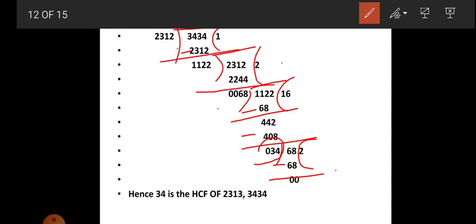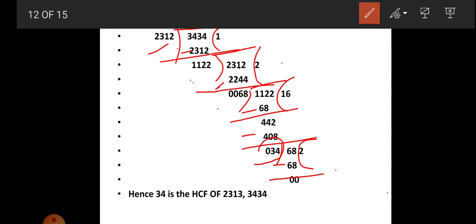See here, 3434 is divided by 2312, meaning the larger number is divided by the smaller number. Now 2312 ones are 2312. What is the remainder? 4 minus 2, 2; 3 minus 1, 2; 4 minus 3, 1; 3 minus 2, 1. Now this is the remainder. Now this divisor is the dividend now. 2312 is divided by 1122. Now 1122 twos are 2244. So this one we subtract: 12 minus 4, 8; 10 minus 4, 6; 2 minus 2, 0; 2 minus 2, 0.